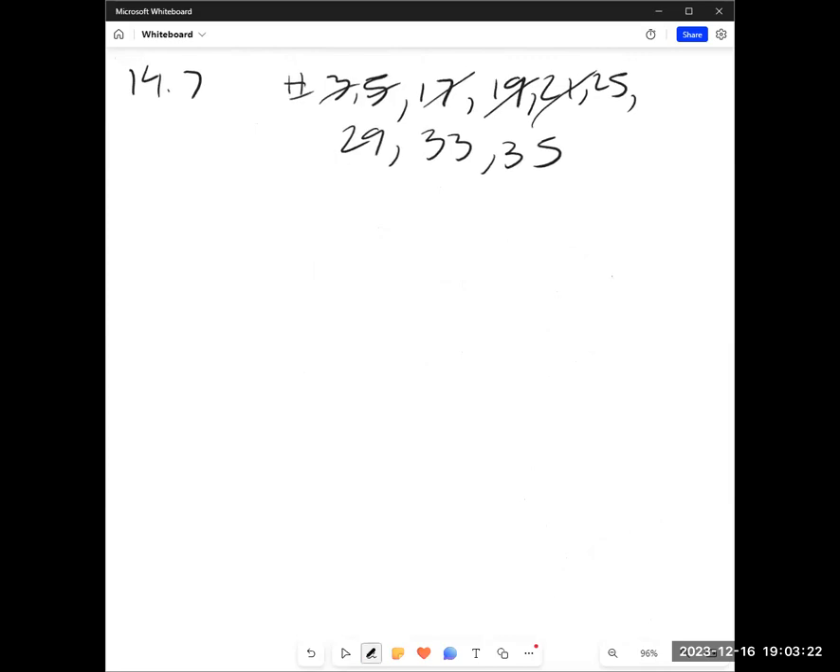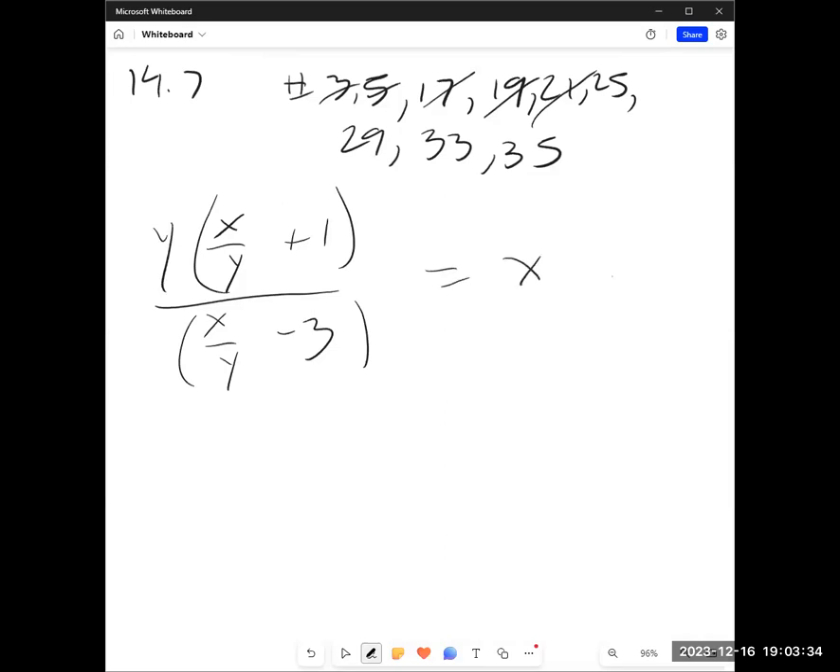Now let's look at this one. x over y plus 1 over x over y minus 3, and they tell us to use method 2, where the LCD here will be y. So this is going to be x plus y over x minus 3y.